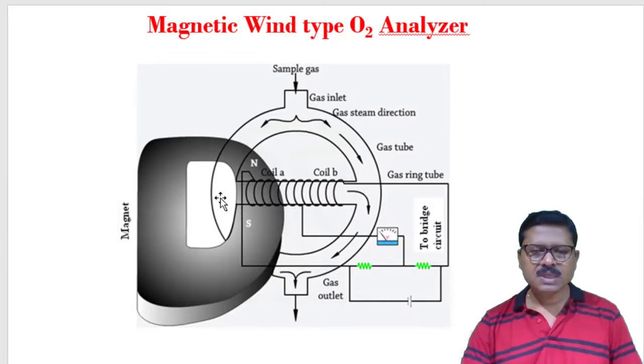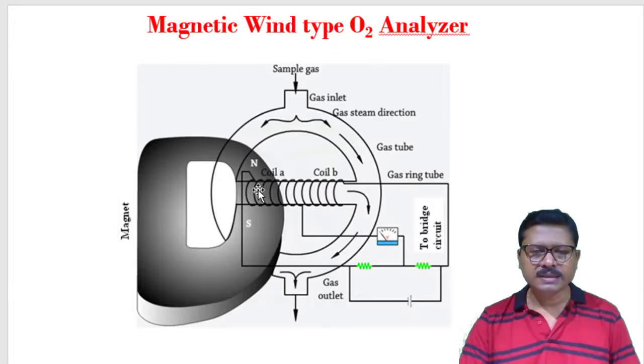Due to the presence of this paramagnetic property, the oxygen molecules will be attracted towards this middle tube, and this will happen due to the presence of this permanent magnet. When these oxygen molecules enter this tube, they will be heated. How will this heating occur?